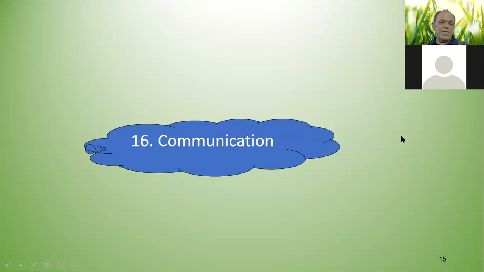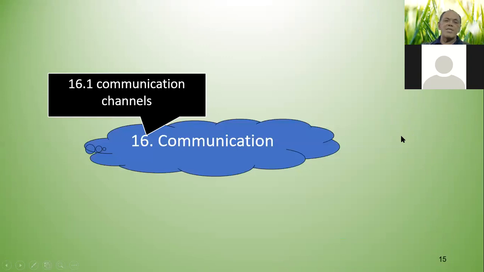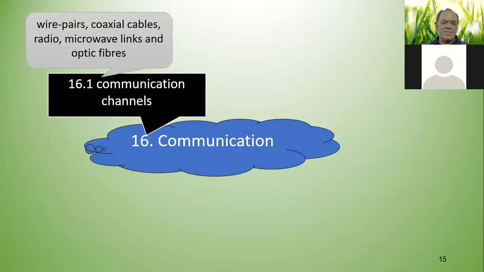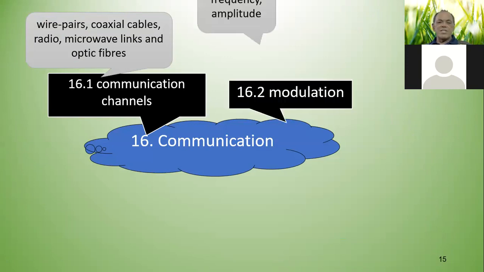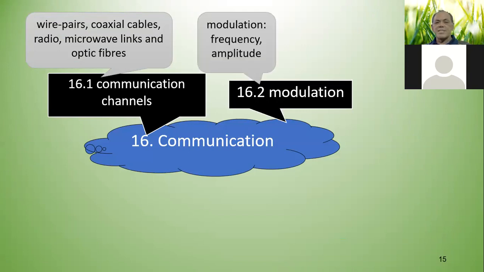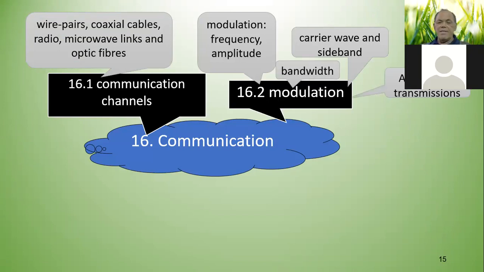Okay. Under communication, we will be looking at 16.1, communication channels. Right? Just a brief summary of different forms of medium that we can use to send our signal or information. Coaxial cable, wire pair, radio, microwave link, and optic fiber. And under modulation, we look at frequency and amplitude modulation, carrier wave, sideband, and bandwidth, and AM and FM transmission.